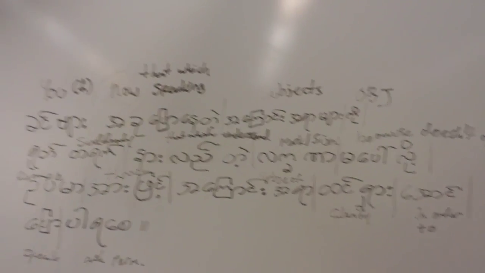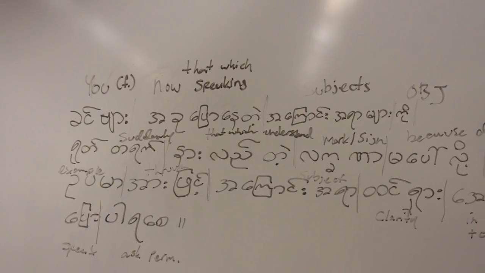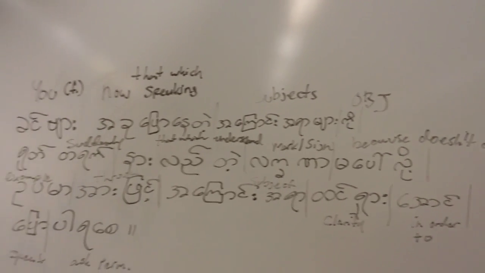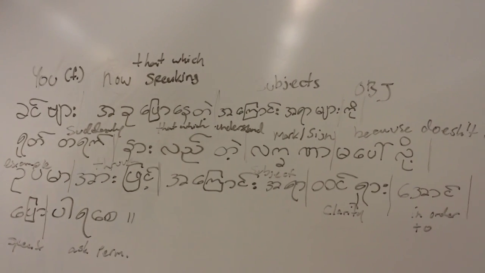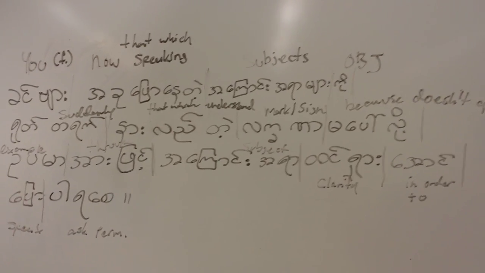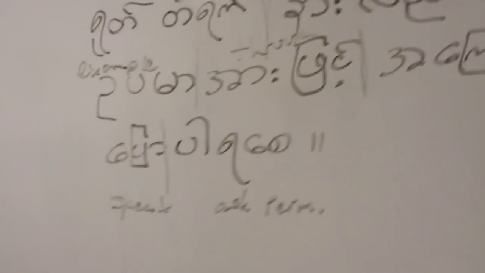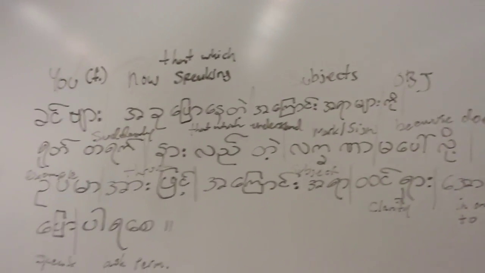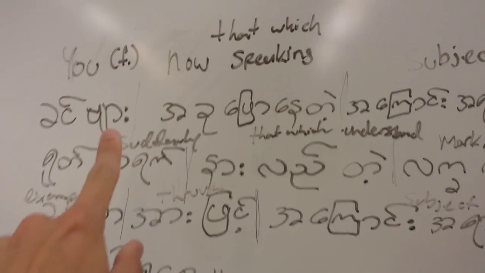So, the next step, of course, is to look at this monster of a translation mess we got. That which now speaking subjects to suddenly. Okay, so now we first have to understand how constituents work. Usually when people translate Burmese, they go backwards to forwards. We could do that and it would make sense. I don't like doing that. So I'm going to do it my way. Okay.